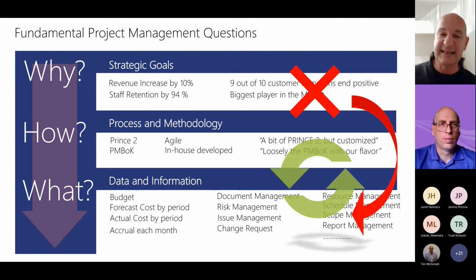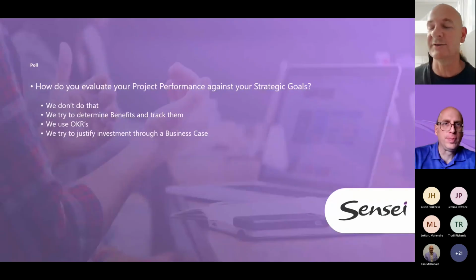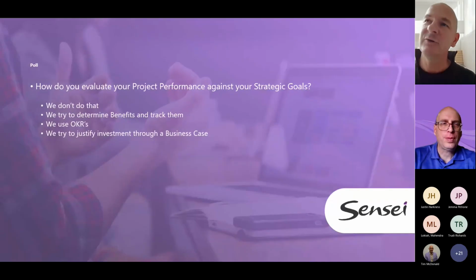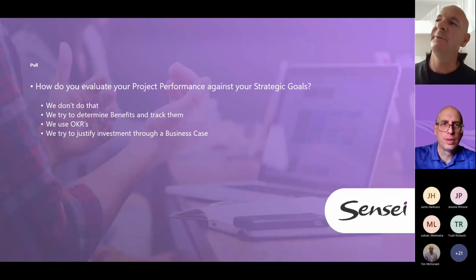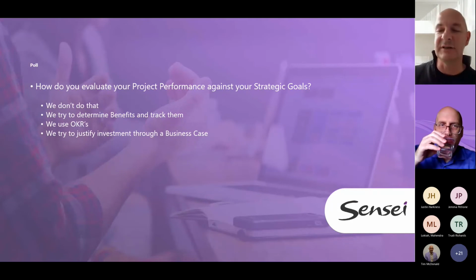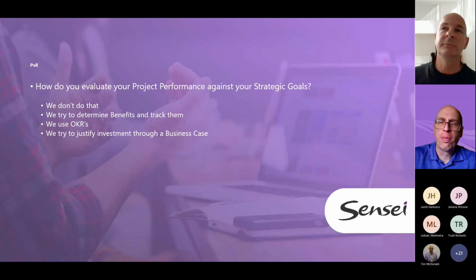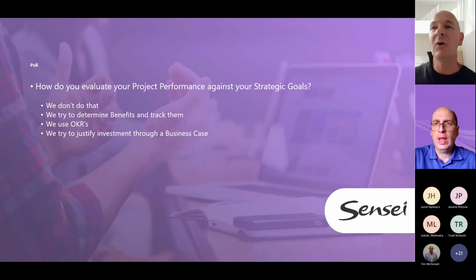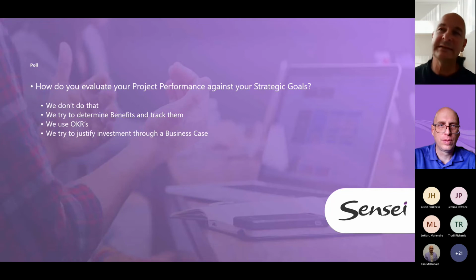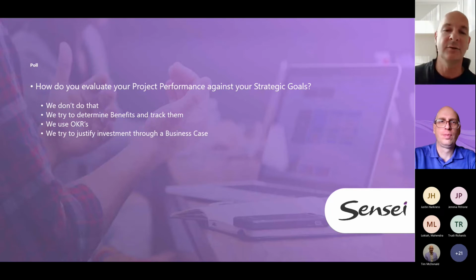Now, with all of that being said, I would love to know how you guys do this. So how do you evaluate your project performance against strategic goals? You may say, oh, we don't do that at all, or we try to determine that through benefit realization. Maybe you guys use already OKRs, or maybe you justify that through business cases. I'd love to know how you can ultimately determine the performance of a project against your strategy.